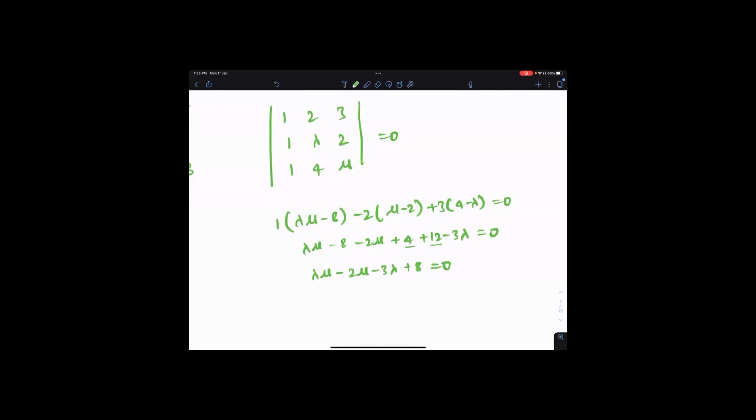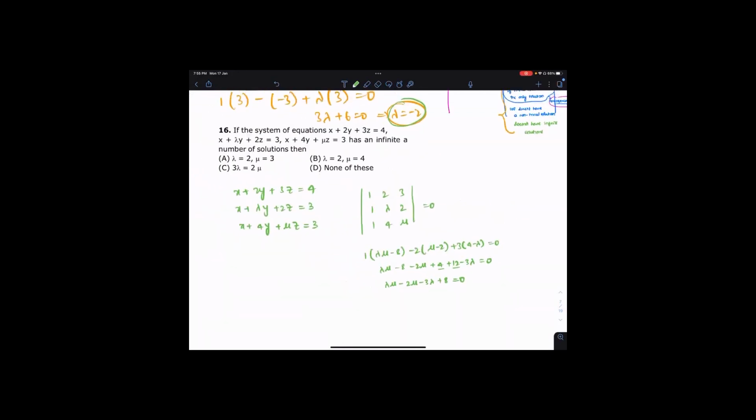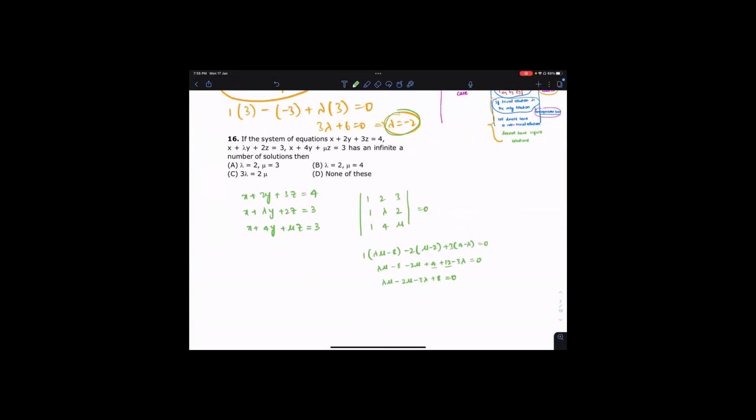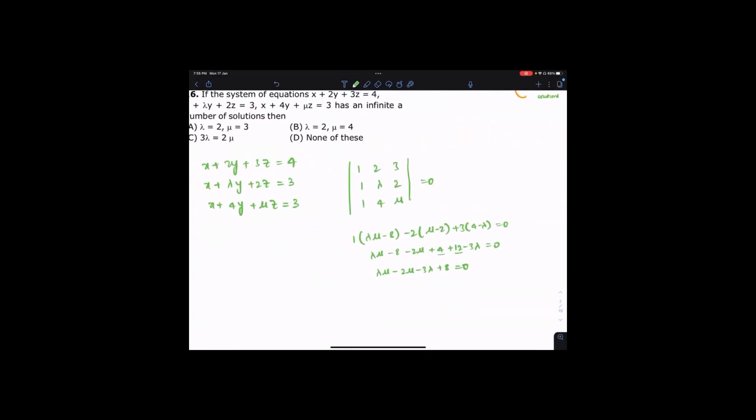Big complex thing. Okay. Now, one way is you can substitute them. Like lambda 2, mu 3. You substitute lambda 2, mu 3. What do we get? 2 into 3 minus 6 minus 6 plus 8. Let me just see the calculation. Minus 2 times (mu minus 2) plus 3 times (4 minus lambda). I hope I have written everywhere correct only.